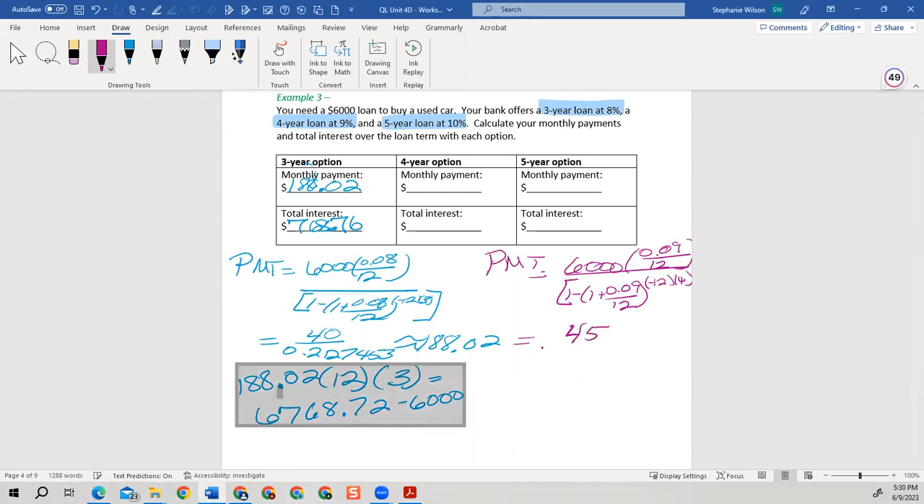I get 45 over 0.3013858. So that payment would be $149.31.